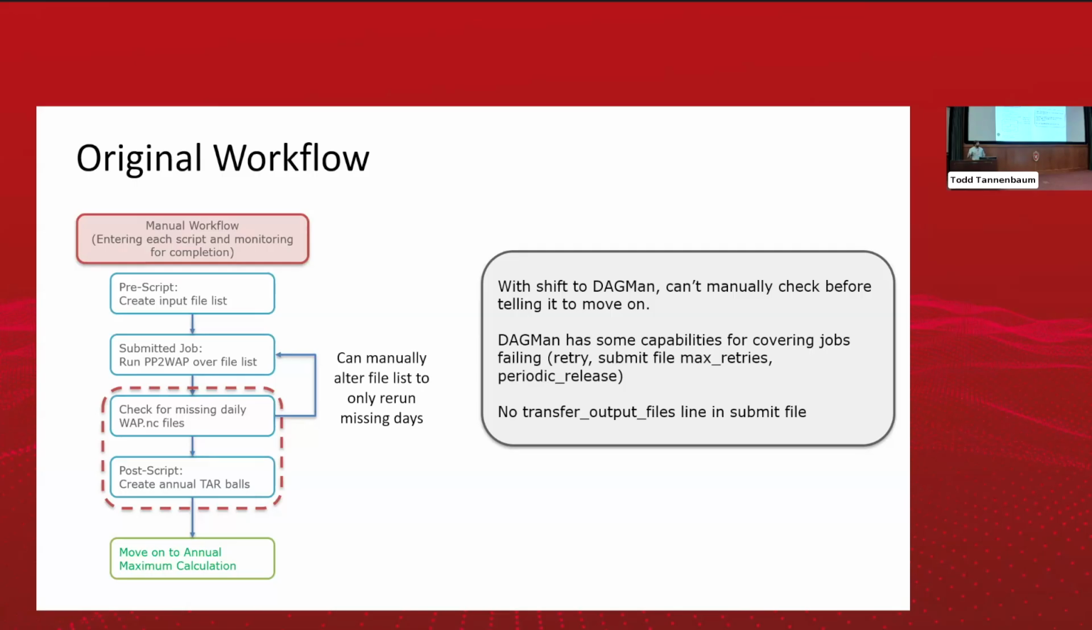DAGMan does have some capabilities, as do our submit files, to retry the jobs, and there are periodic releases and that sort of stuff. So there is stuff built in that manages a lot of the issues we run into, but we wanted to make sure all the files were there, so this was a redundant system. Another note is that if output files are really important, you can put the transfer output files in your code, and that will make sure the files are there. But with how the outputs changed, creating those lines was difficult.